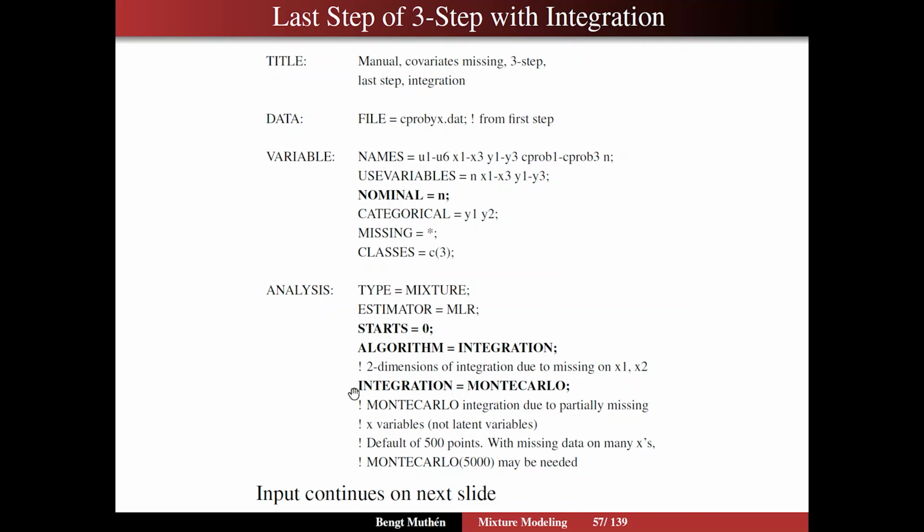In this case, we have to use integration equals Monte Carlo. And as the comment says here, it's due to the partial missing x variables. So partial missing means that for some people, you don't have missing on x. So that's different from latent variables where every person has missing data. And that feature, the partial missingness, calls for Monte Carlo integration. The default is 500 points. With missing data on many x's, you may need more points.